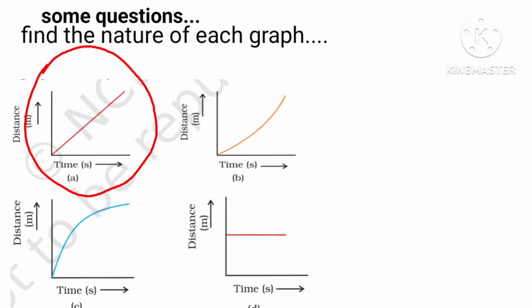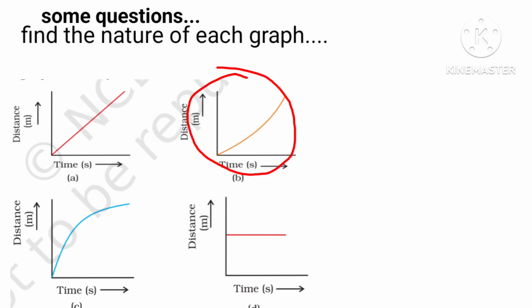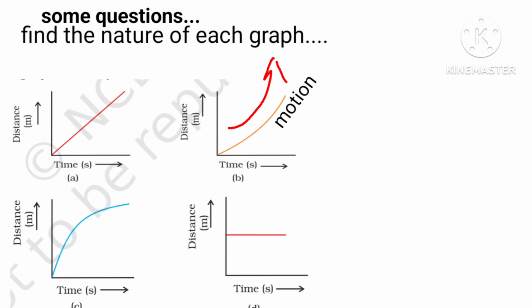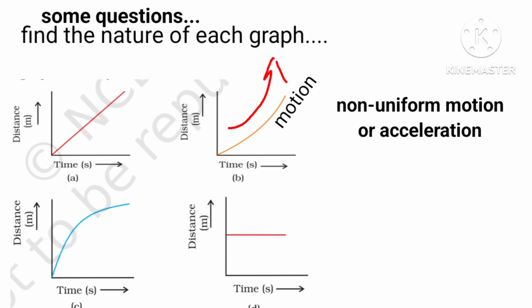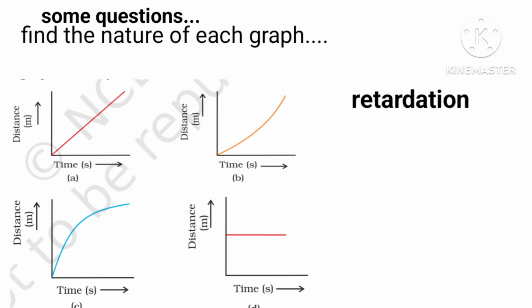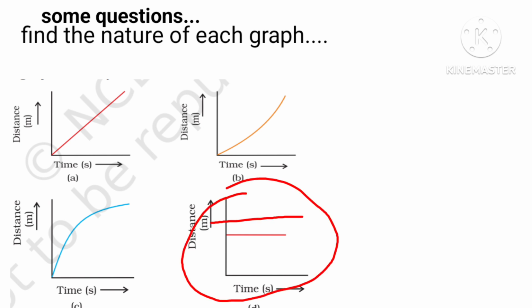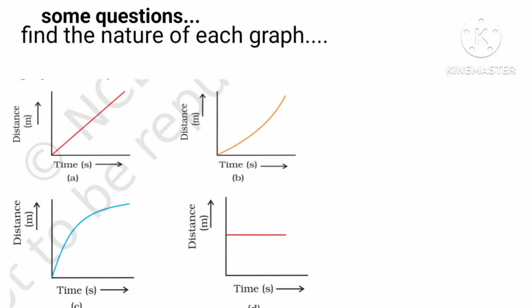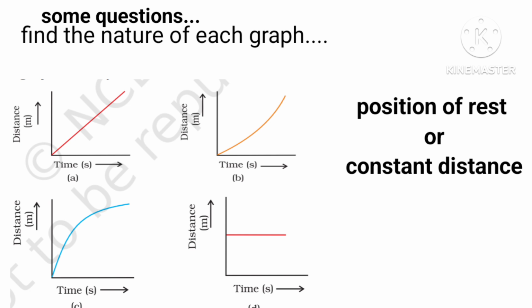Here in figure A, you can see equal distances are covered in equal intervals of time, therefore the graph corresponds to a uniform motion. See figure B, the curve is ascending, meaning gradual increment in motion per unit time. Therefore, the graph corresponds to a non-uniform motion, or acceleration. In figure C, there is gradual decrement in motion, therefore it corresponds to retardation. In figure D, the line parallel to the x-axis shows the position of rest, or constant distance.